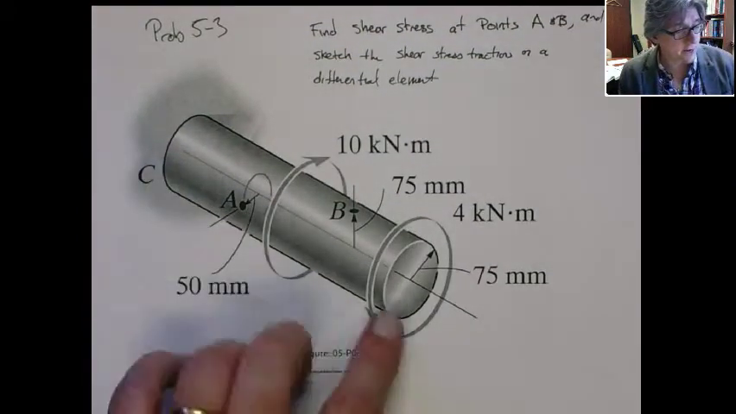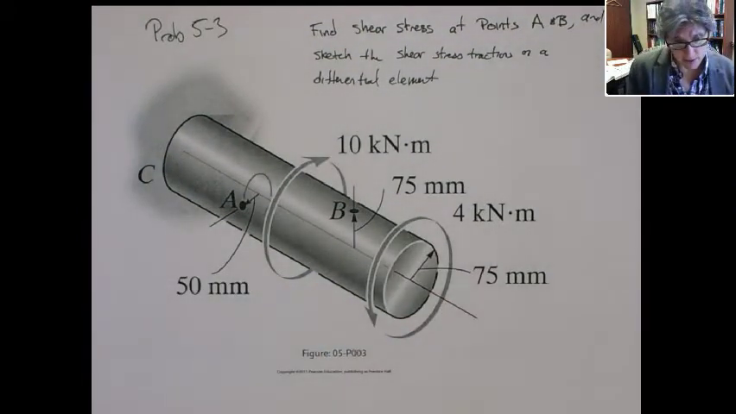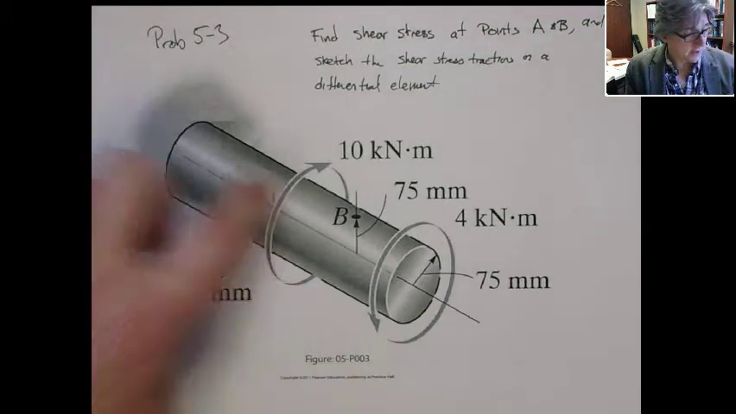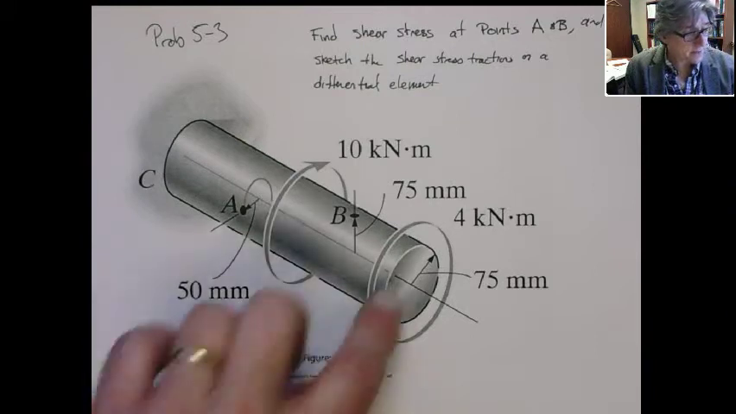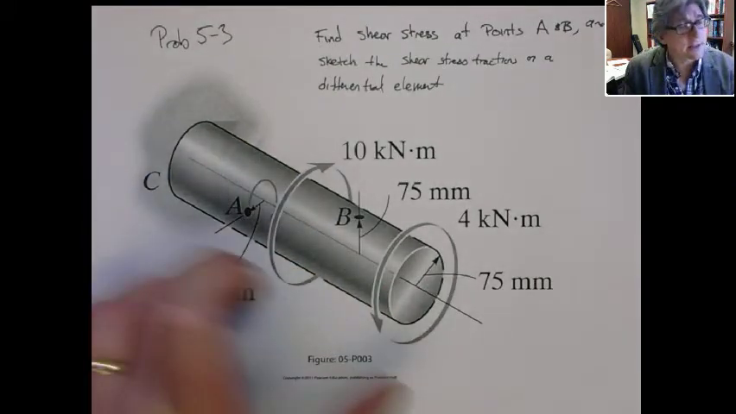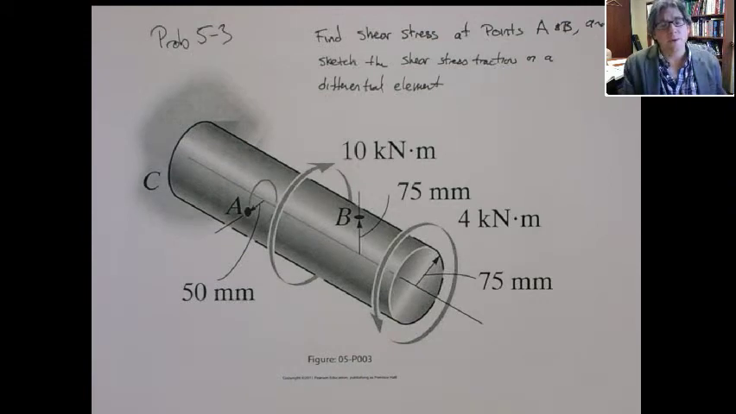And here we have a shaft. Its outer radius is 75 millimeters. There's a torque applied at this point, and a torque applied at the end. It really doesn't give you a length. In fact, for these problems it doesn't matter. Although it's kind of weird, it gives you lengths, but you really don't need them.